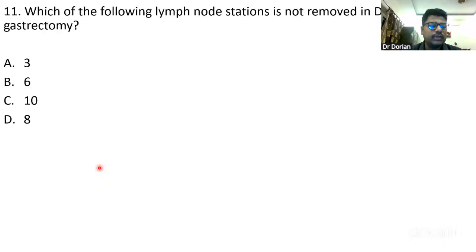So coming to the answer, which of the following station is not removed? It is station 10, which is splenic hilar nodes. It is never removed in any gastrectomy: proximal gastrectomy, total gastrectomy, distal gastrectomy, subtotal gastrectomy. They can confuse you in any way. In any of the cancers also, station 10 is not removed.